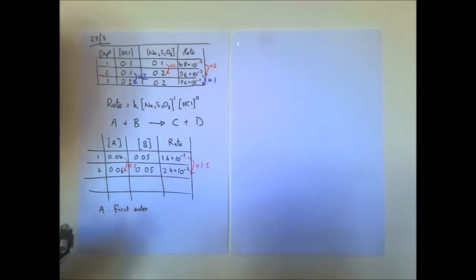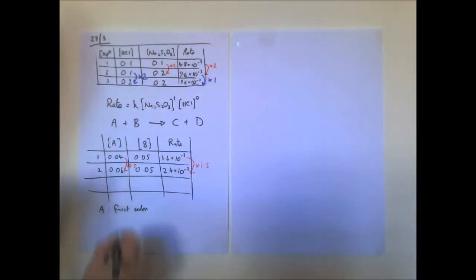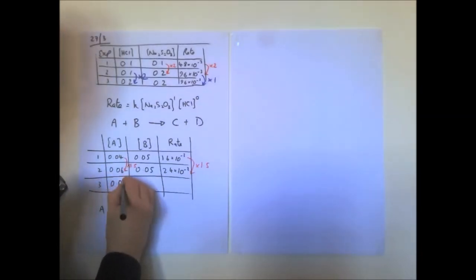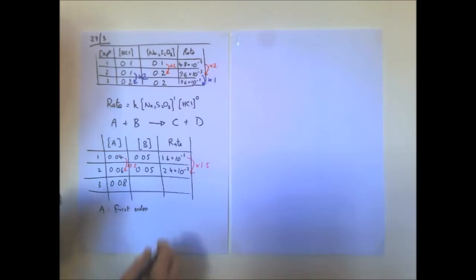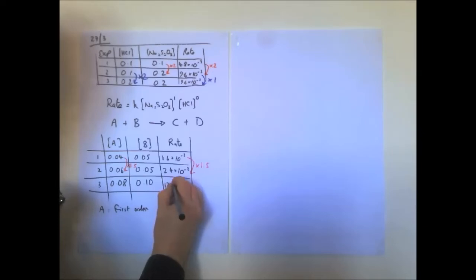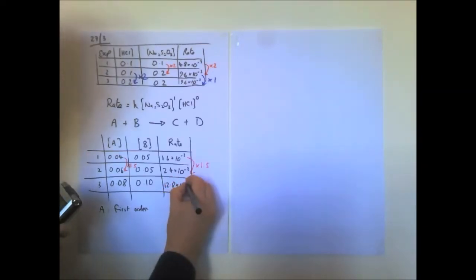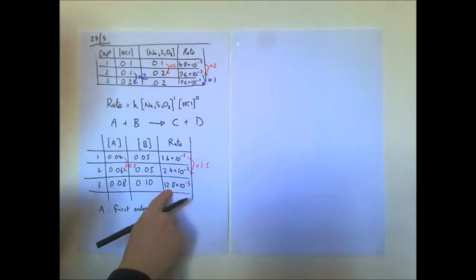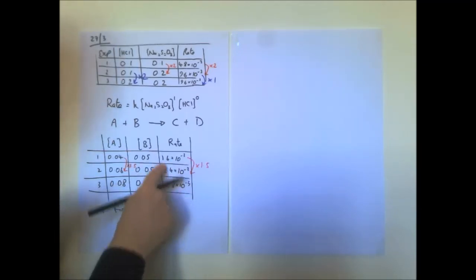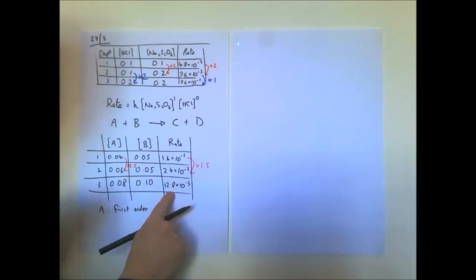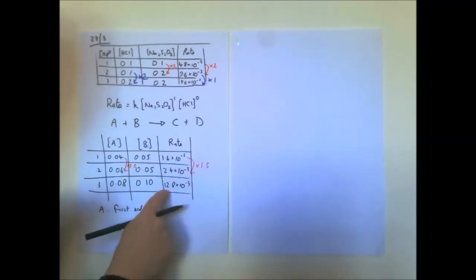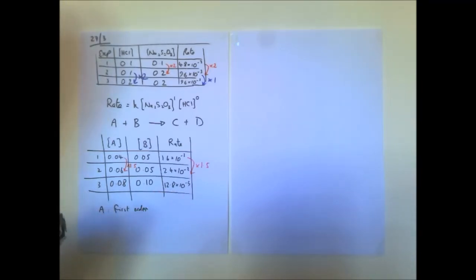For my third experiment, I'm going to go to 0.08 for A and 0.1 for B, and now my rate is 12.8 times 10 to the, I think it's supposed to be minus 3. Yes, it is. The deviation from standard form here is quite common in these tables. It's to enable us to compare these numbers more easily. It's easier to compare 12.8 to 1.6 than it is to compare 1.28 times 10 to the minus 4 with 1.6 times 10 to the minus 3. I meant times 10 to the minus 2, didn't I? Anyway, you get me.